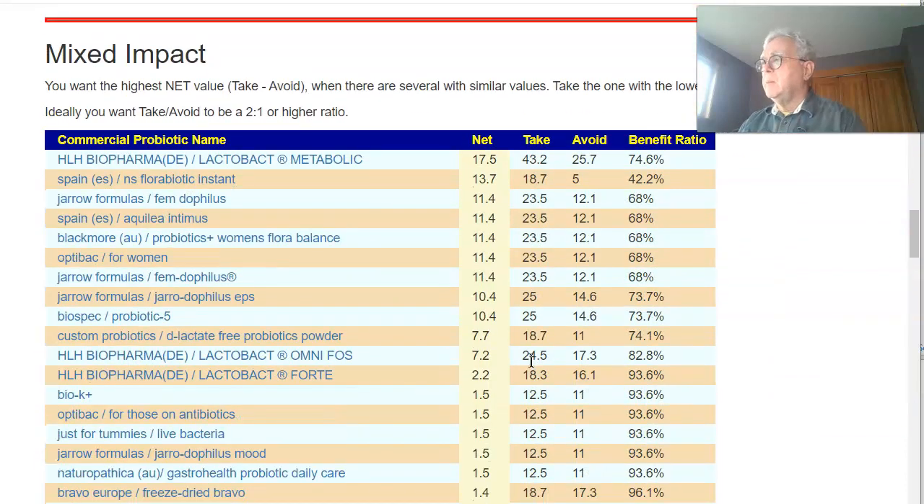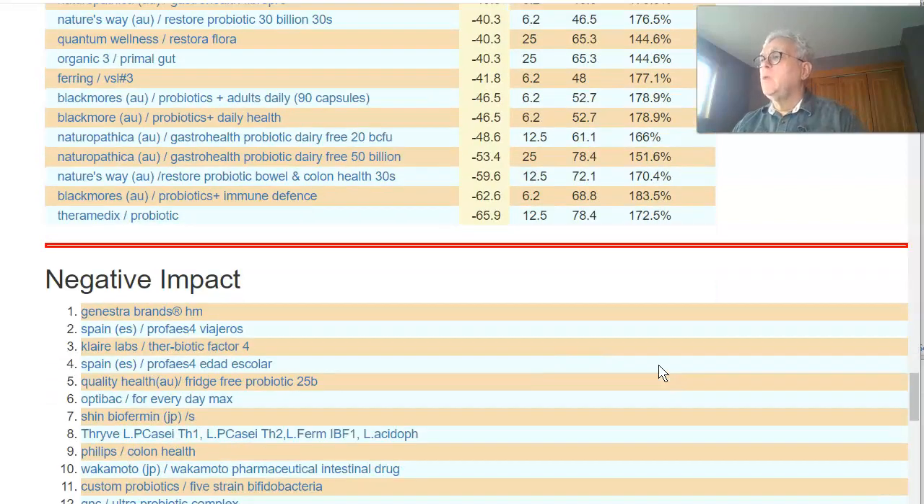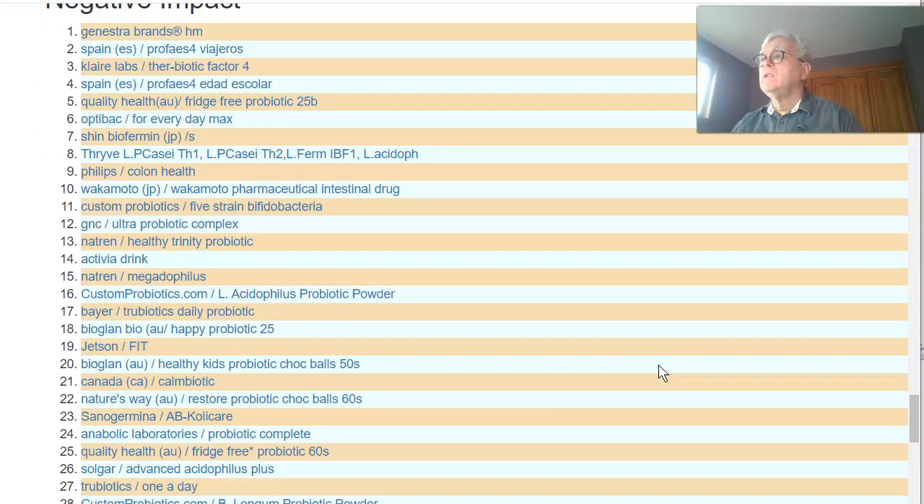Down below we have mixed impact. That is, it will help some bacteria and hurt other bacteria, but the problem is we have no idea whether or not the net benefit is good or bad. Generally, mixed impact you usually want to avoid because you're taking a chance that they'll do more good than bad, and we know they will do some bad. After that, we end up with negative impacts. These are ones which will encourage bacteria to go the wrong direction.